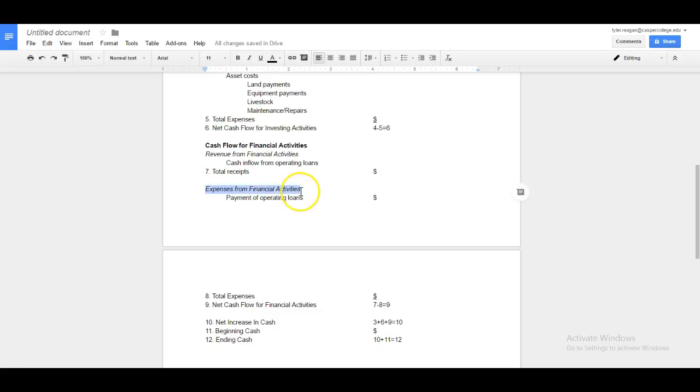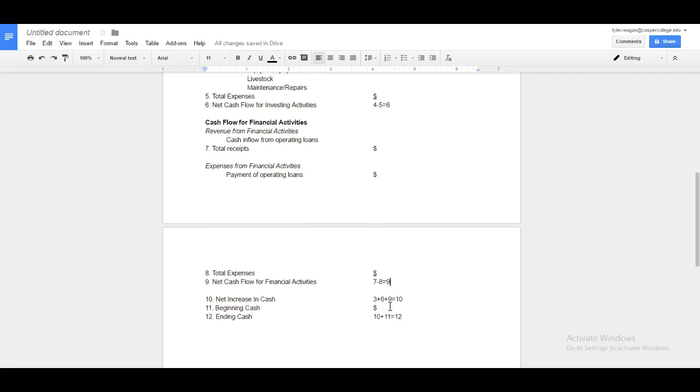An expense for financial activities would be a repayment of these loans. So say you took out a loan in 2015, you have to pay it back since it's 2016 and it's a 1-year operating loan. That would be an expense under these financial activities. So that would be the total expenses for financial activities. Of course you add up all of the receipts and expenses. Once again, you take the receipts minus the expenses to come up with the net cash flow for financial activities.